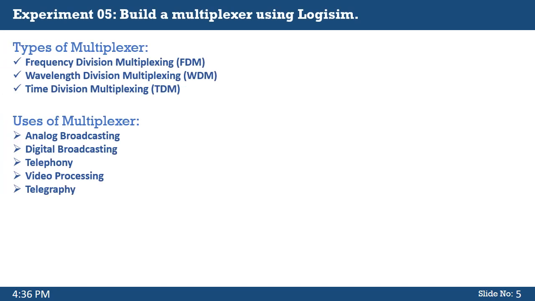Okay, now in this slide, we see the types of multiplexer and the uses of multiplexer. There are basically broad types of multiplexer, which are known as FDM, WDM, and TDM. And there are other classifications also. In real life, we use multiplexers in analog broadcasting, digital broadcasting, video processing, telegraphy, telephony, and many more cases.